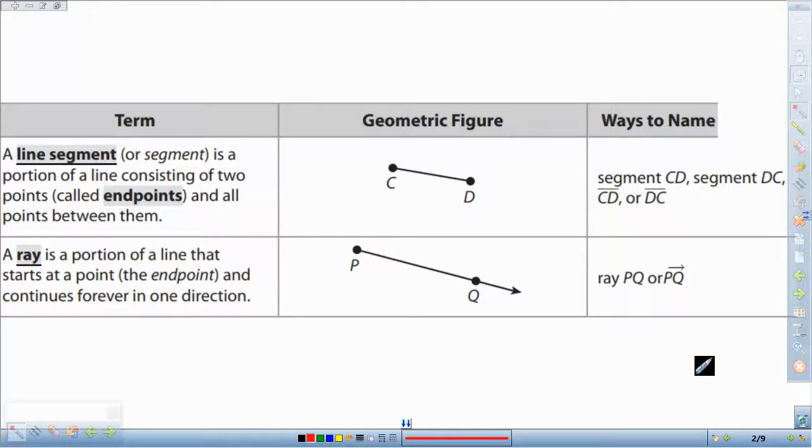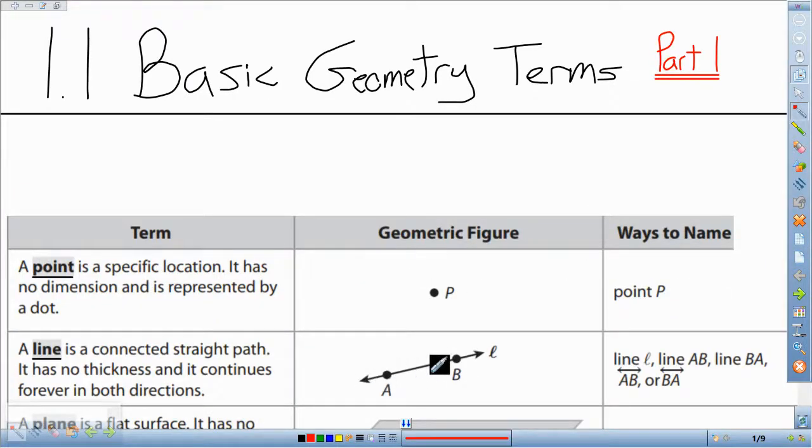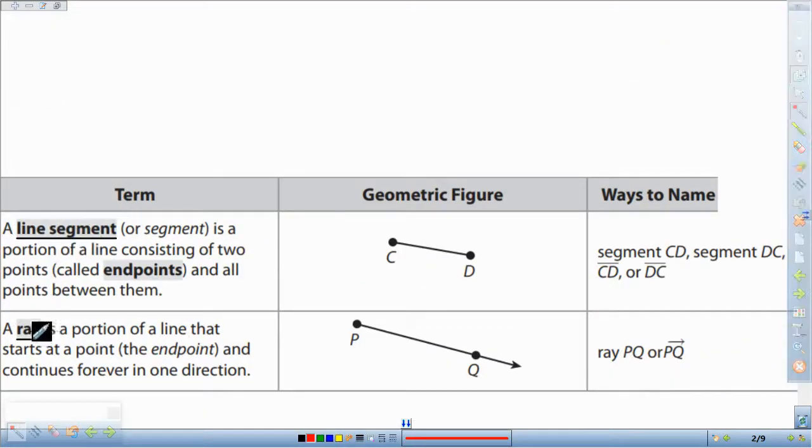Okay, so we have here a line segment and a ray. One key thing to keep in mind is, what is the difference between a line that we saw on the last slide and a line segment or a ray? They all look a lot alike, but they're technically all different. So let's get into it.